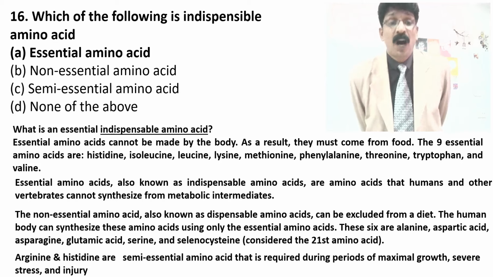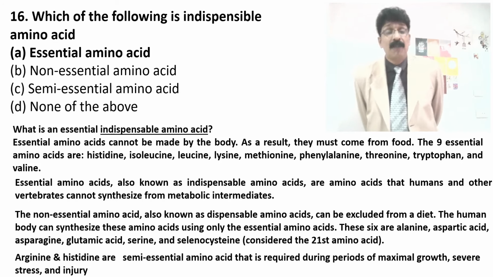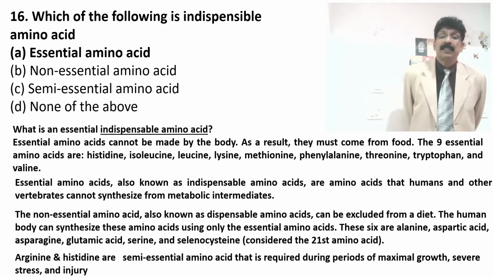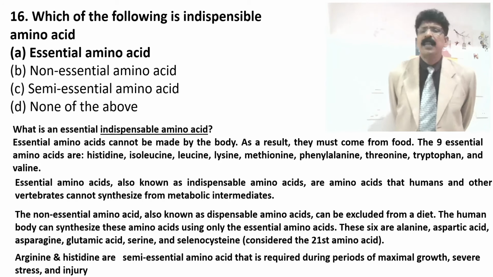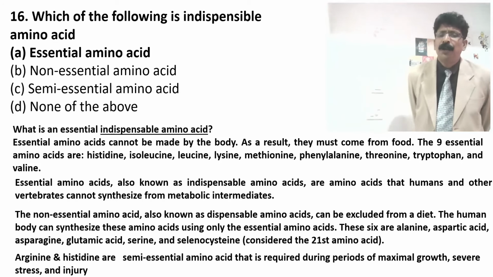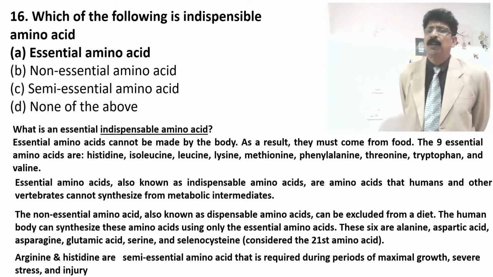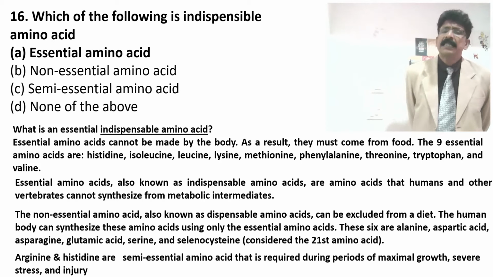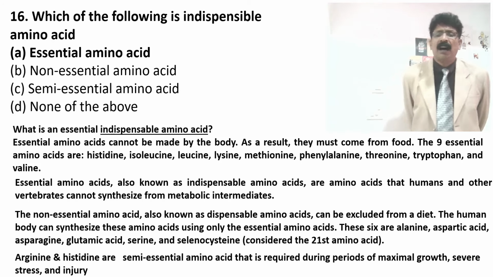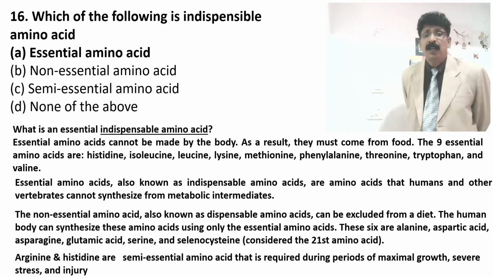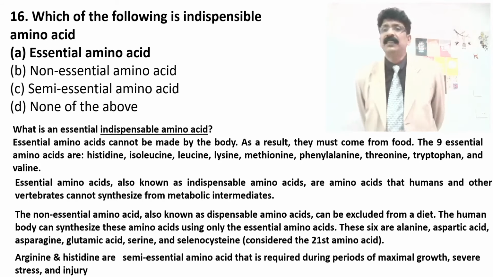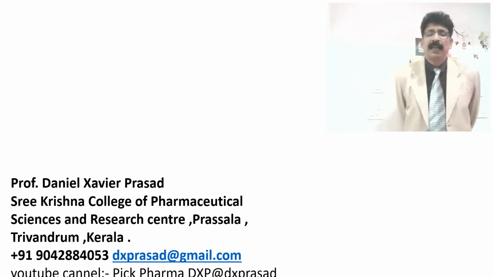So arginine and histidine: we asked the question, why are they called semi-essential amino acids? Because they require a long period of time, during periods of maximal growth, severe stress and injury. Arginine and histidine are semi-indispensable because they are slow to form in humans. So these are the examples which I have added for you.